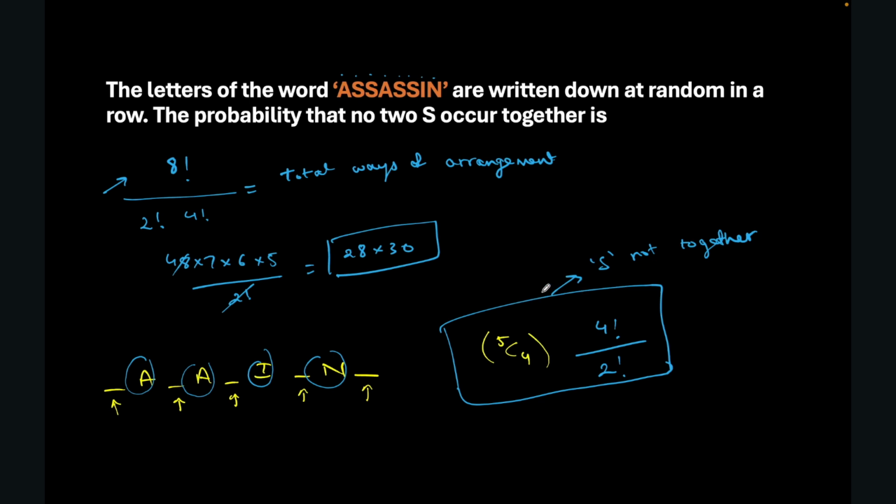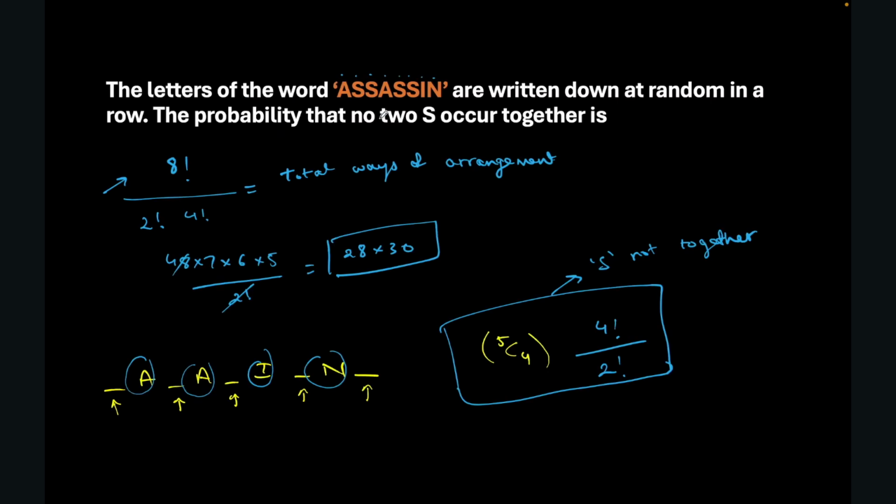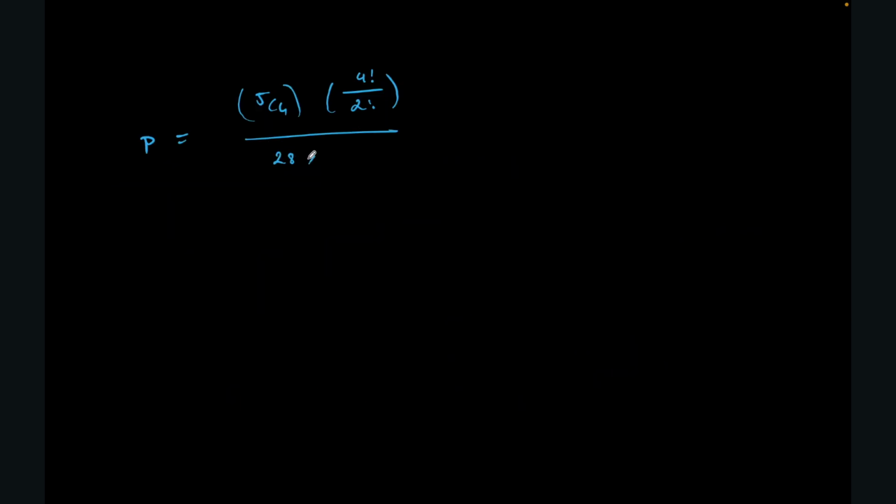So now let's wrap this question up. The probability is going to be 5C4 times 4 factorial by 2 factorial, divided by the total ways, which is just 28 times 30. Well, 5C4 is basically 5, times 4 factorial by 3 factorial, over 28 times 30. Okay, so this can cancel out. This is going to be 2. This is going to be 2. This is going to be 14. So I'll write it: the probability is going to be 1 by 14.